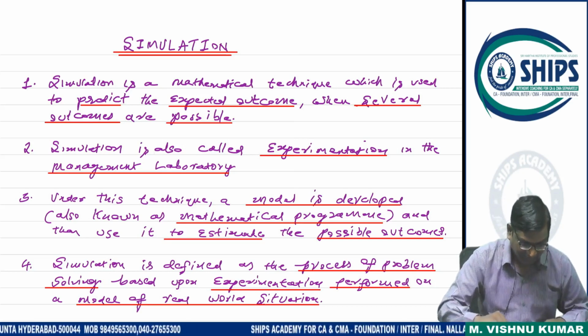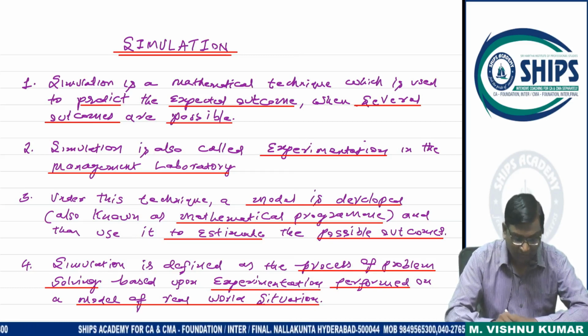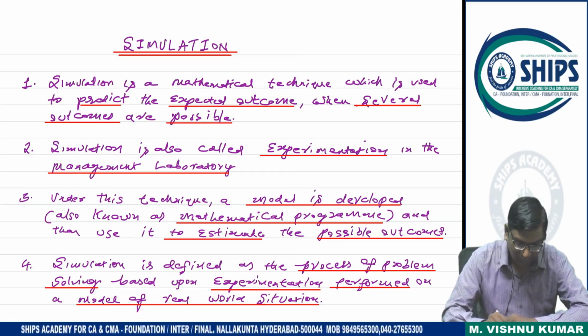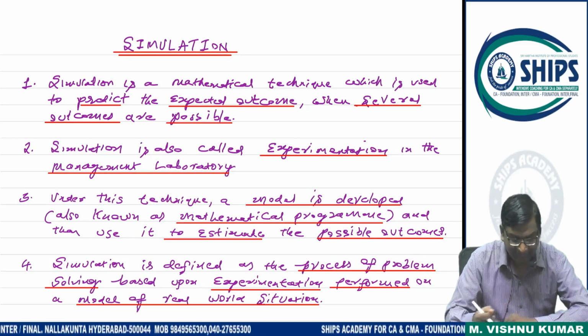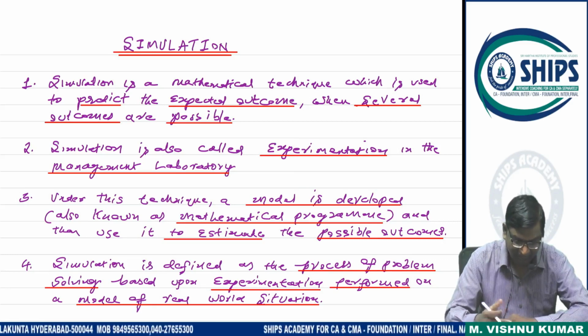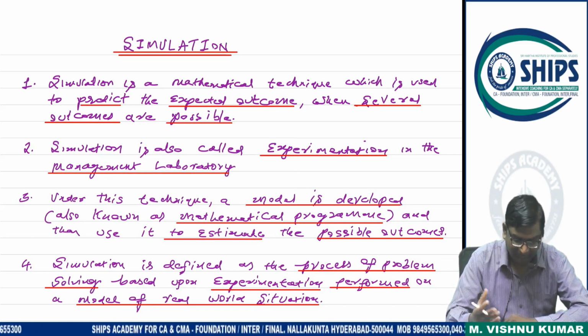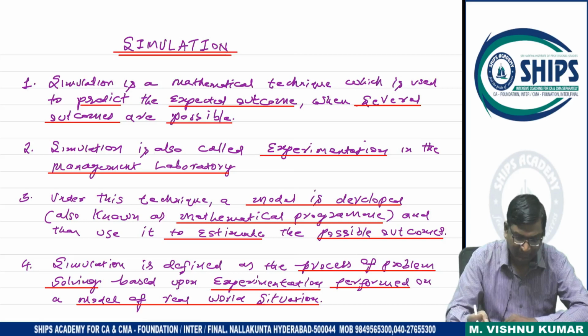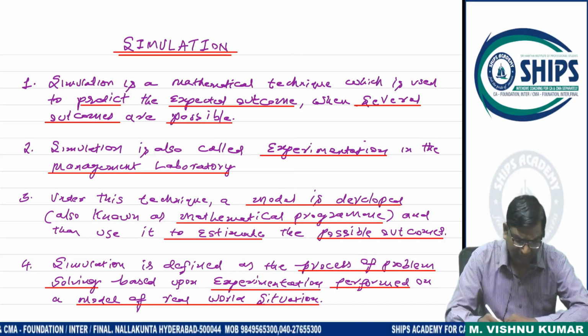Understand? If you see the first point here, simulation is a mathematical technique which is used to predict the expected outcome when several outcomes are possible. Okay? So simulation is also called experimentation in the management laboratory. It means in CVP analysis, management will do all possible calculations by considering many different possibilities, like if there is a change in selling price, change in volume, change in variable cost, change in fixed cost, what will be the expected result? The same can be applied in the simulation technique also. It means from various outcomes, what is the possibility of a particular outcome? That they can check by doing the experimentation. So all possible experimentations they can use in the model.